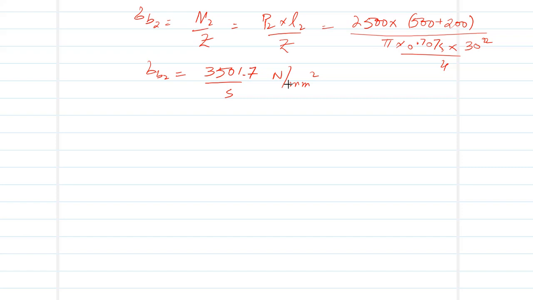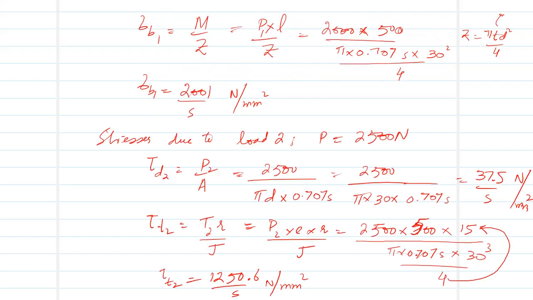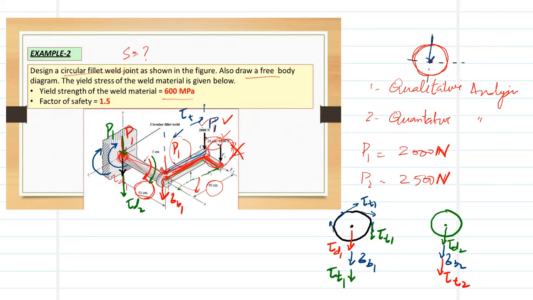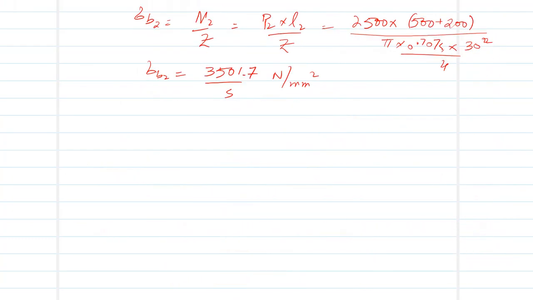Okay. Now what we have to do is sum up, because all the stresses are in the same direction. We have to sum up the same nature of stresses: first, all the shear stresses, and secondly, all the normal stresses. So we can say that tau R is equal to tau D1 plus tau T1 plus tau D2 plus tau T2. For sigma R, it is sigma B1 plus sigma B2.